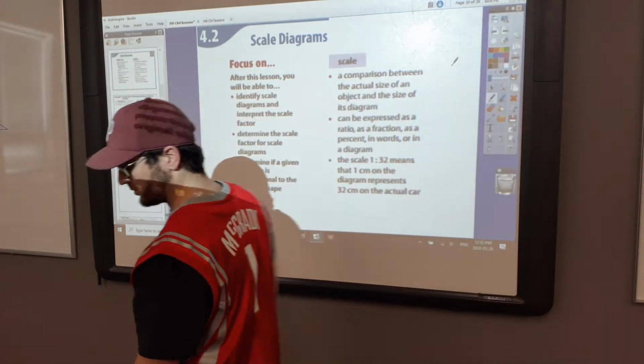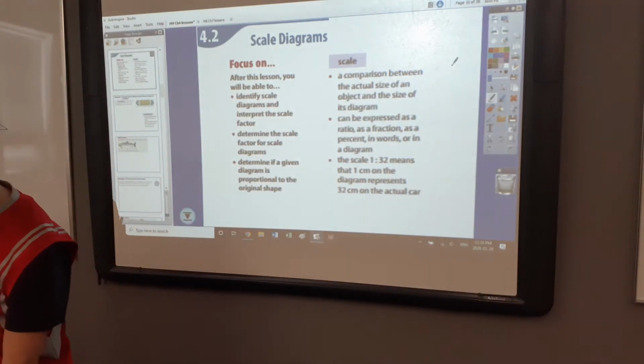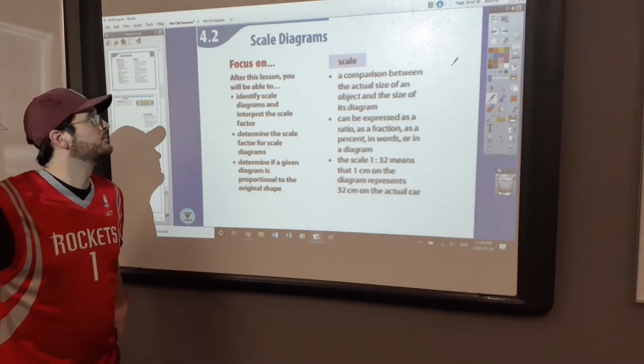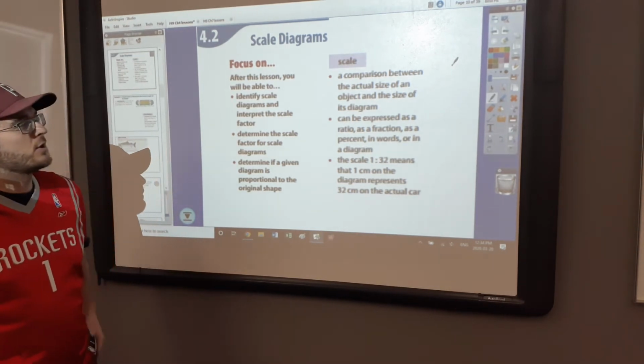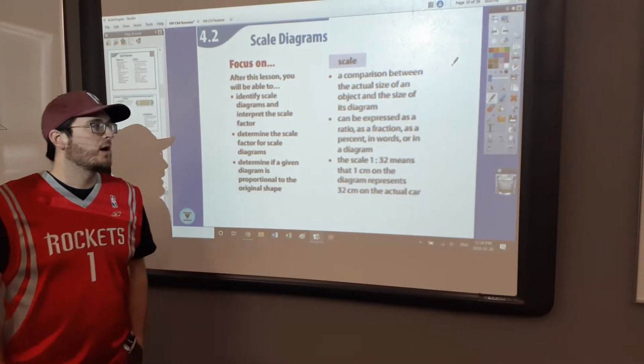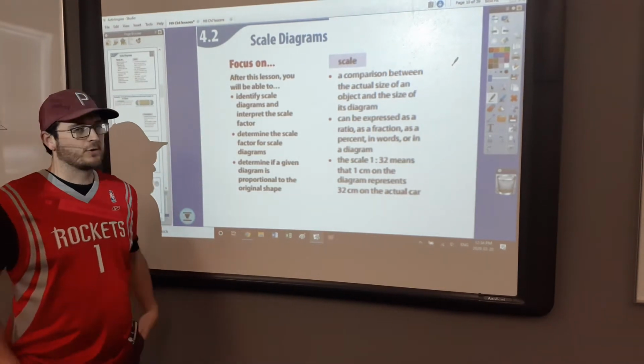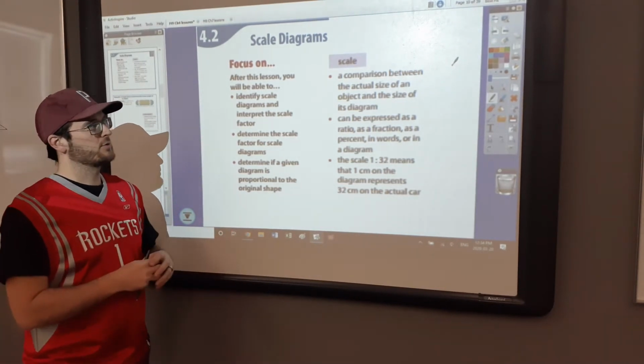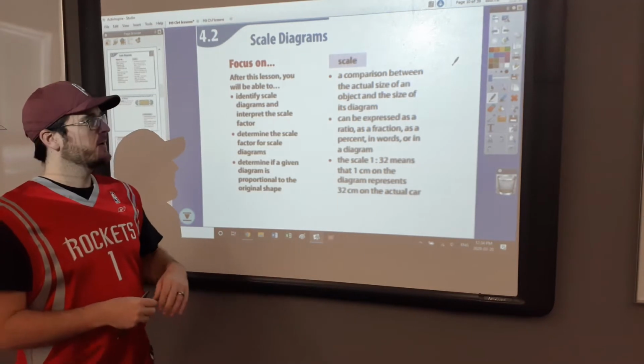Okay, grade 9s, we're moving on to 4.2 today. In 4.1 we looked at enlargements and reductions, and then in 4.2 we're going to actually use enlargements or reductions, in other words similar shapes, to do two things.